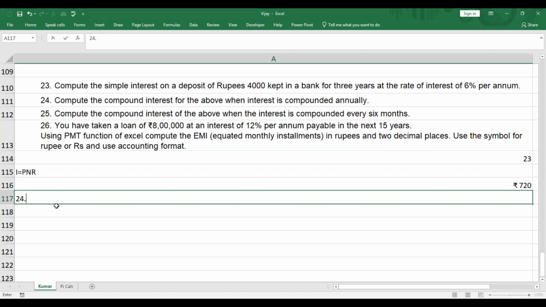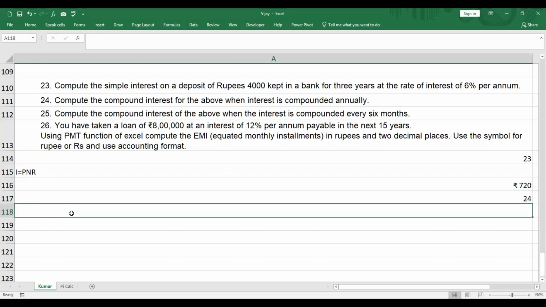Let us come to question number 24. Compound interest. The formula for compound interest is for the amount that will accrue, principal plus interest. The formula is P into 1 plus R to the power of number of years.